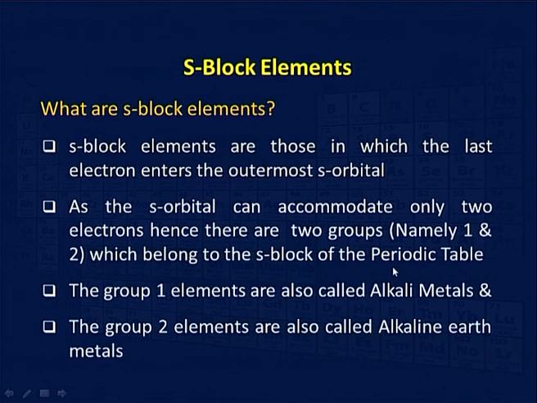The group 2 elements are also called alkaline earth metals because they also give alkali. Apart from beryllium, all other elements give hydroxides, and therefore they are called alkaline, and they exist in the earth crust as oxides. Therefore they are called alkaline earth metals.